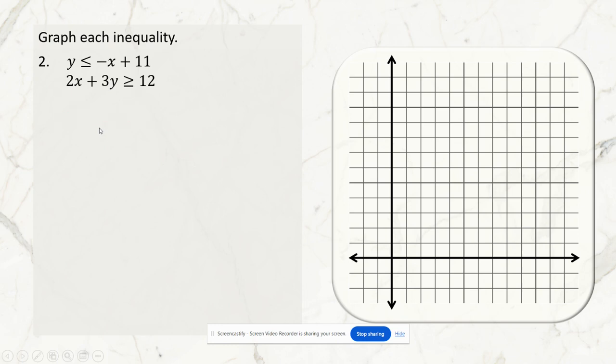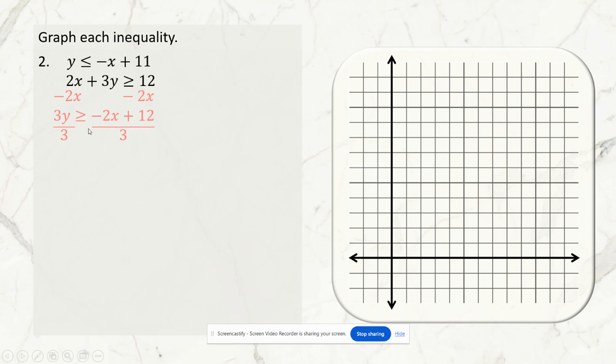Sorry about that. Okay, so if we're looking at the bottom one, what we can do first is, of course, put it in slope-intercept form. We do that by subtracting 2x from both sides. And when we subtract 2x, 2x minus 2x is 0, and 12 minus 2x, those are not like terms, so we just write them next to each other. So we get 3y is greater than or equal to negative 2x plus 12. Now to solve for y, we divide everything by 3.